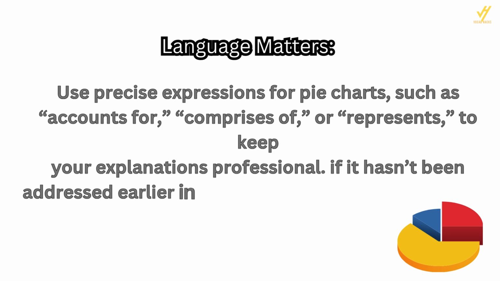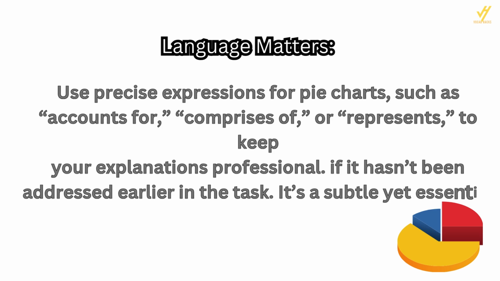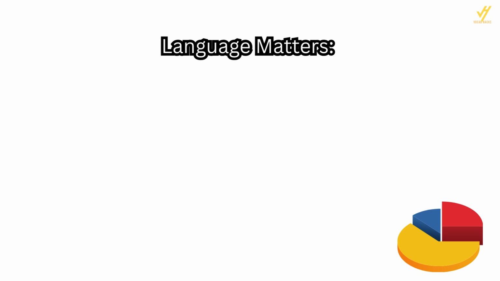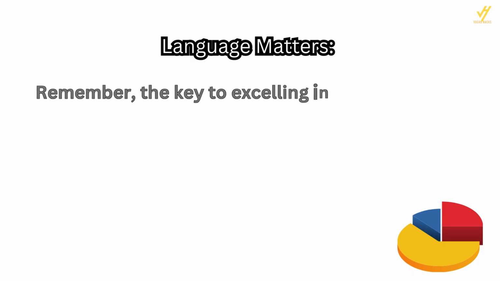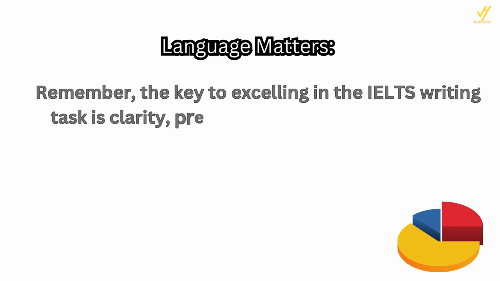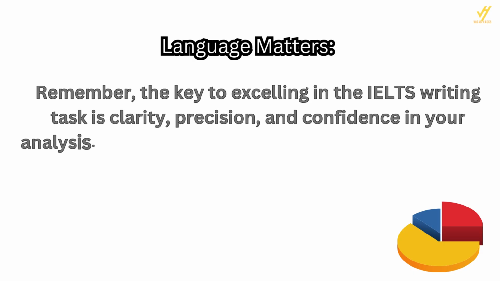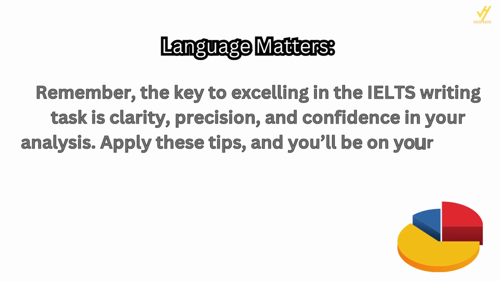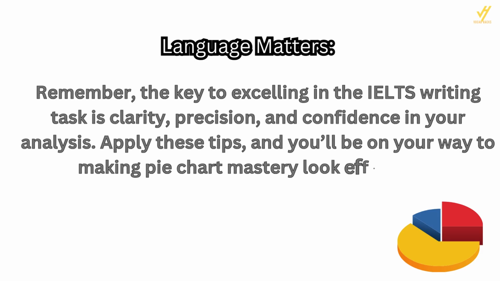Language matters. Use precise expressions for pie charts, such as "accounts for," "comprises," or "represents," to keep your explanations professional. Mention the units, if they haven't been addressed earlier in the task. It's a subtle yet essential detail. Remember, the key to excelling in the IELTS writing task is clarity, precision, and confidence in your analysis. Apply these tips, and you'll be on your way to making pie chart mastery look effortless.